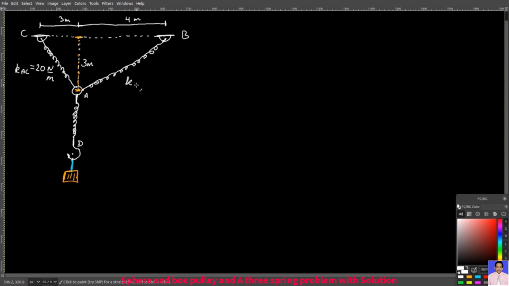Then this one here, KAB, that's 30 newtons per meter. And then KAD, that's 40 newtons per meter. Another piece of information that I will give you is that this spring here, the one that goes from A to B, when it's unloaded, its initial length, or L0, equals 3 meters. That's only for this spring that goes from A to B, and that's when it's not loaded.